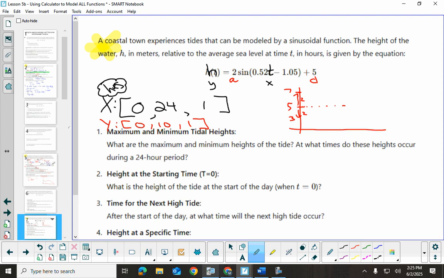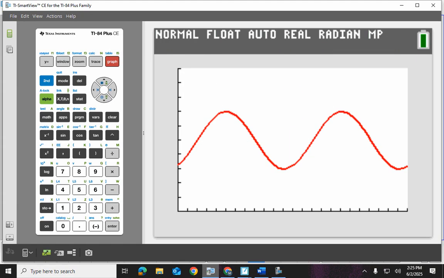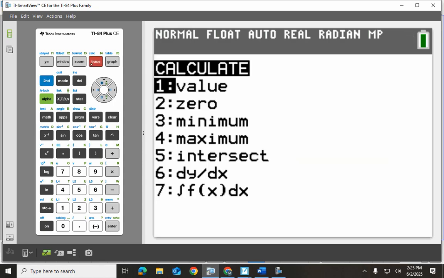So what are the minimum and maximum heights of the tide, and at what times do they occur during a 24-hour period? Okie doke. So I've got 2 high tides and 2 low tides. The worst part of graphing calculator is the painful button pushing. It just takes forever, but it's not that bad.